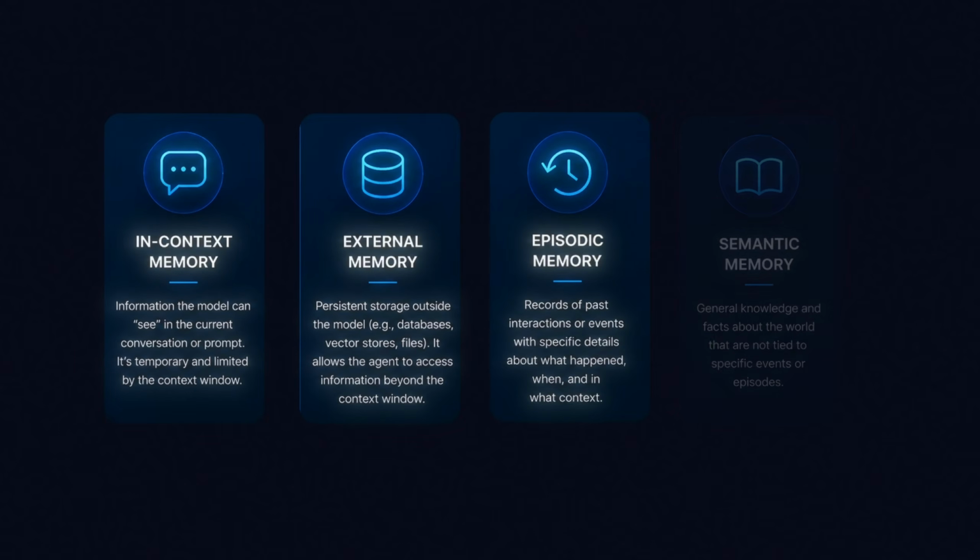And four, semantic memory. This is structured factual knowledge: product catalogs, policy documents, ontologies, usually retrieved and dropped into context at the right moment. The agent doesn't inherently know this stuff, but it just knows where to look it up. That distinction matters more than it sounds.